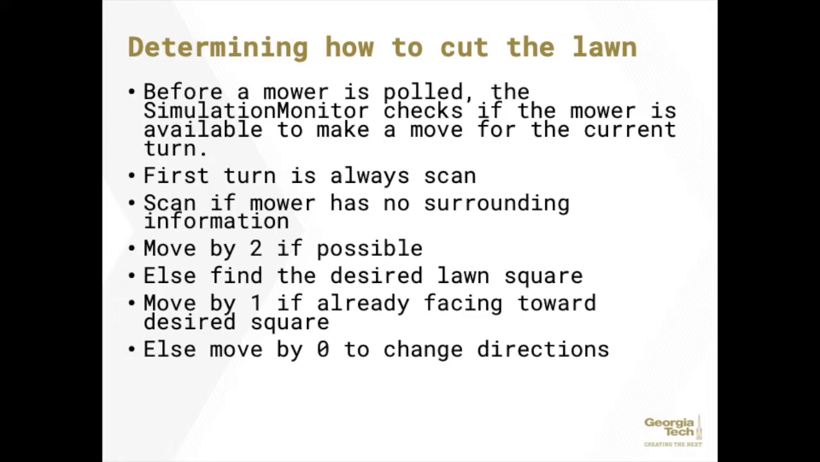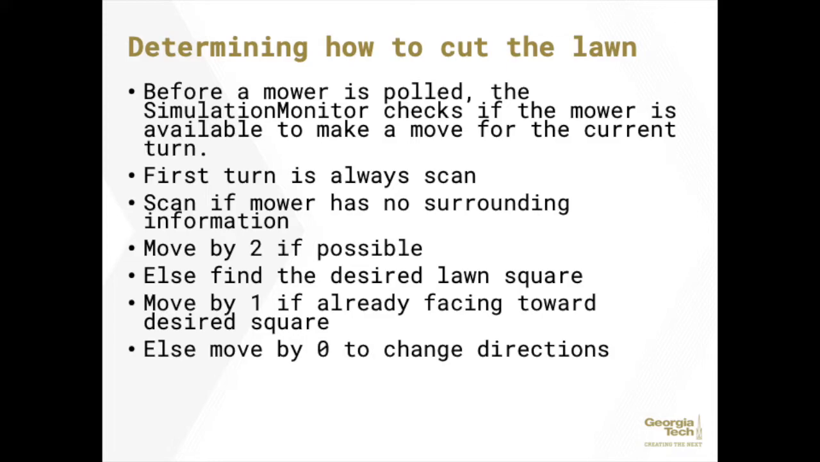For the first turn, the mower will always scan. The mowers will also scan when they have no information about their surroundings. When mowers have surrounding information, we first check if move by two is possible. To move by two, we first check whether any of the two squares have a lawnmower on it. If they do, the mower is turned in order to avoid conflict. If there is a puppy on the first square, then the mower gets stalled and can't move to the second square until the puppy moves. Or if the second square contains a puppy, we cancel the move by two and just do a move by one.